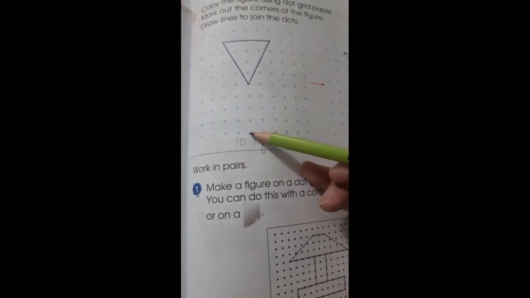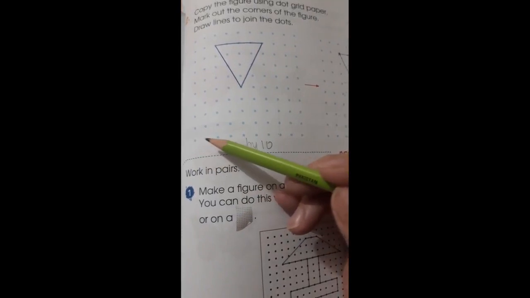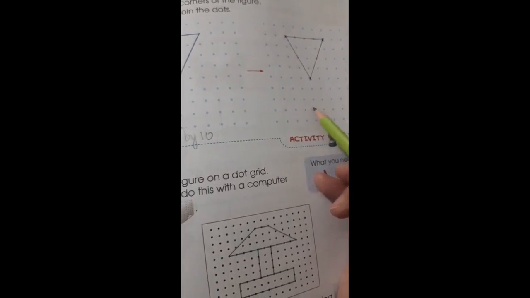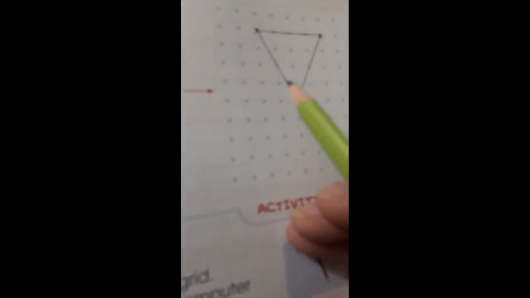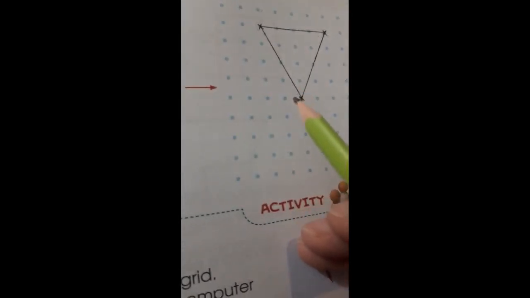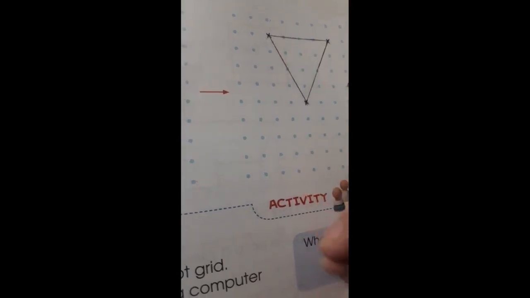Now again count 1 2 3 4 5, 1 2 3 4 5, 1 2 3 4 5. You can draw a small cross like this, then you can join it by ruler to get the desired figure. Is that clear? This is a triangle, you can see. Is that clear?